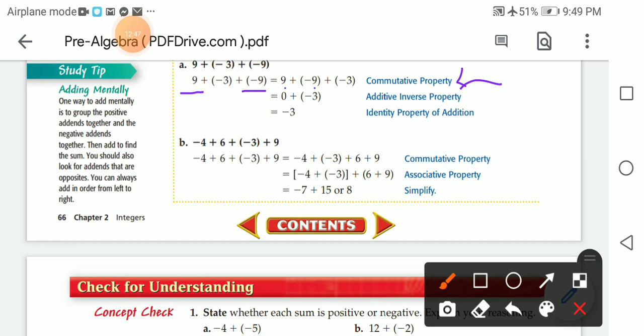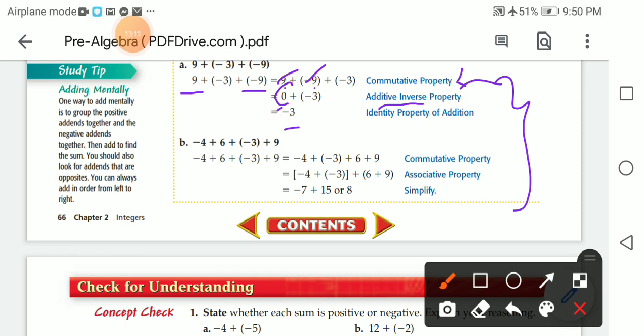To get rid of the additive inverse. Use the additive inverse property. So 9 plus negative 9 gives you 0. Then plus negative 3. Identity property, because this is 0: any number plus 0 equals the same number. So negative 3 plus 0 equals negative 3. This is important and it will come on the exam.